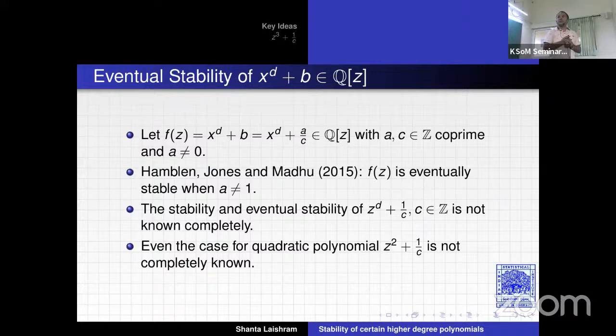It was proved in 2015 in an IMRN paper by Hamblen, Jones, and Madhu that if you take a/c where a is not equal to 1, then this f remains eventually stable. If you just take polynomials of the form x^d + 1/c, it is not completely known, not even for d equal to 2, that is, for quadratic polynomials of the form x^2 + 1/c. So instead of x^d + a/c, we are just going to consider polynomials of the form x^d + 1/c.